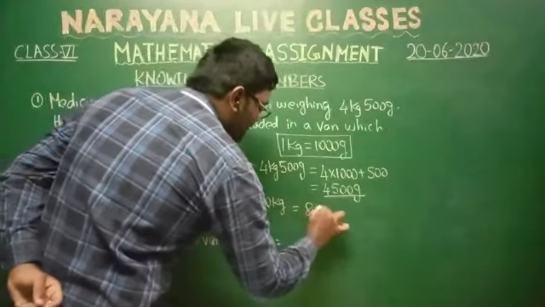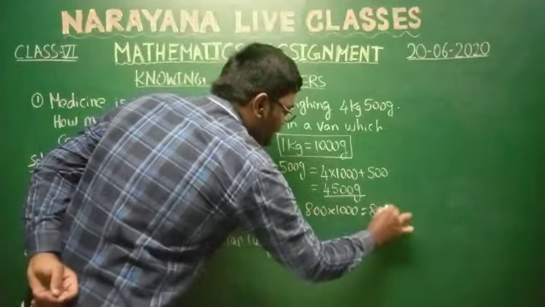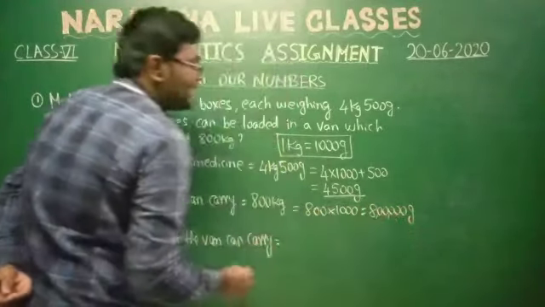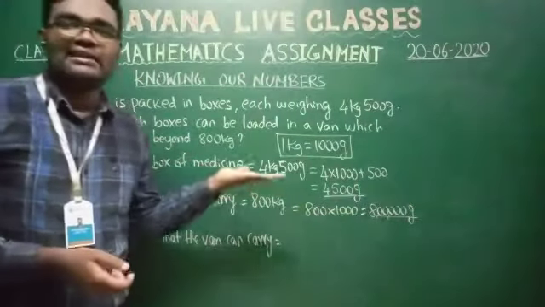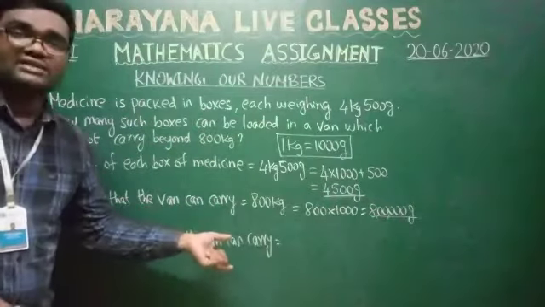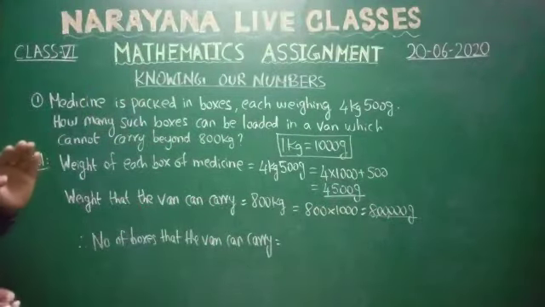You will get 800 into 1000, that is 8 followed by 5 zeros. This is nothing but 8 lakh gram. 8 lakh gram is the total weight that the van can hold. It cannot carry beyond that. Now, the number of boxes we have to find, that is, the number of boxes that we can keep in the van.